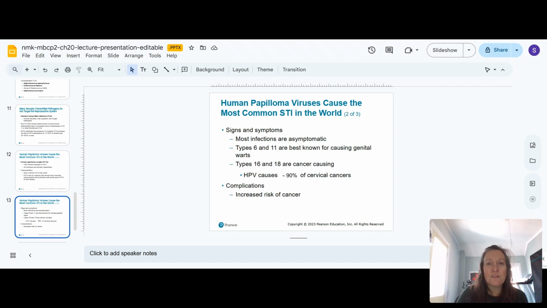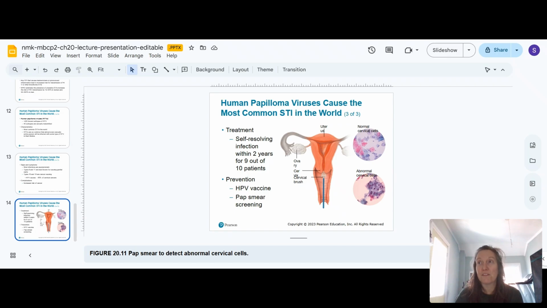So signs and symptoms, most people are asymptomatic. HPV can lead to 90% of cervical cancers, and so that's a big risk for it. These viruses can be self-resolving within 2 years for many patients, but for some it can cause issues that recur throughout life. The vaccine and pap smear screening are good ways to prevent HPV and to prevent the complications that happen from it. So again, please check out chapter 20 in your text. Hope this is a good start for you, and see you in lab.